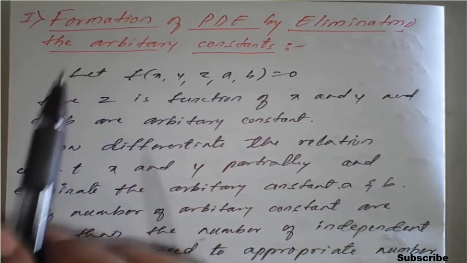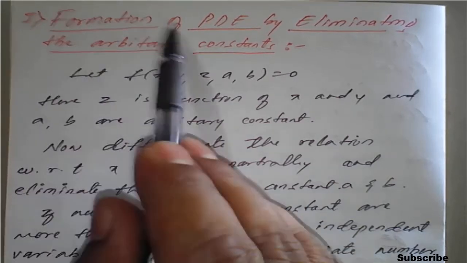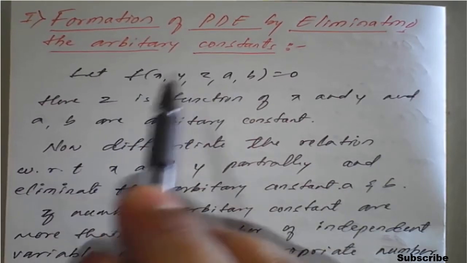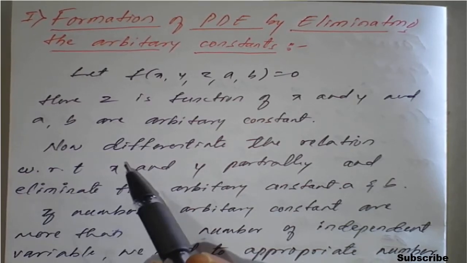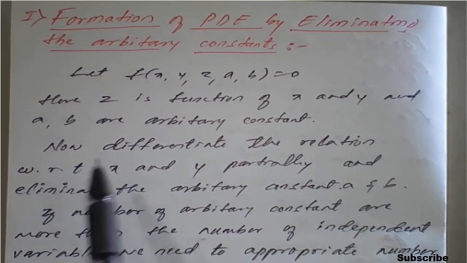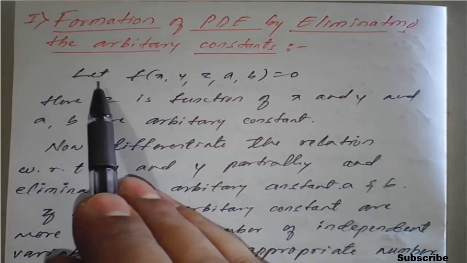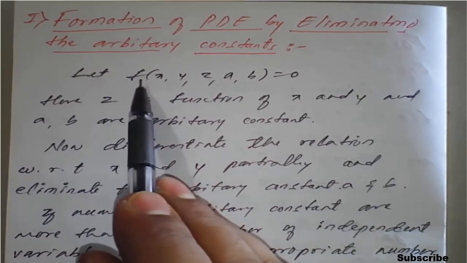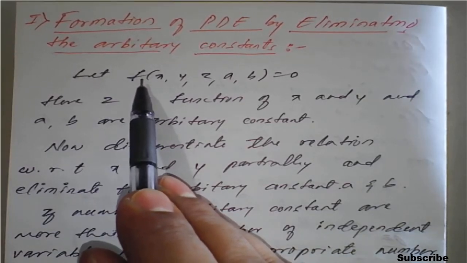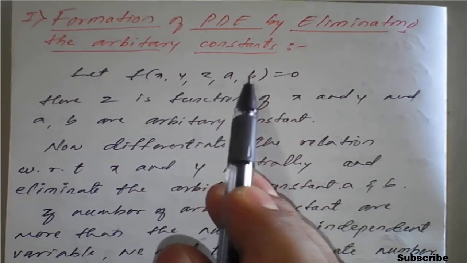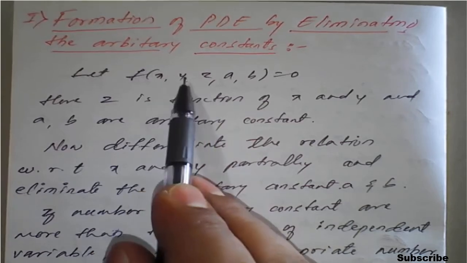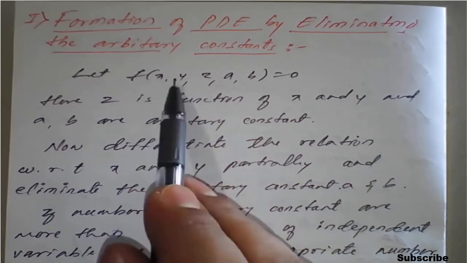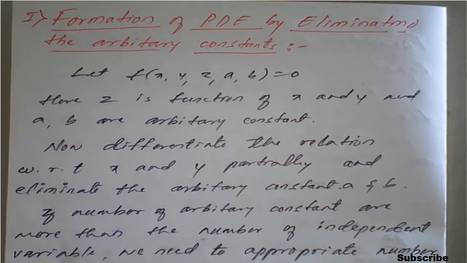So formation of PDE means we have to eliminate arbitrary constants, which may be alphabets usually, or maybe any constant numbers. So for example, in general, I will consider the function f of x, y, z, a and b equal to 0. Here z is a function of x and y, and a and b are constants.